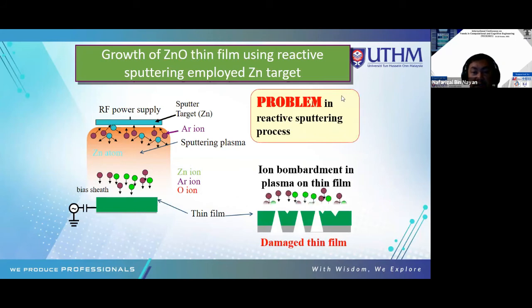One of the major issues in fabricating a zinc oxide thin film is the ion bombardment effect. The ion bombardment effect will damage the thin film. We fabricate a thin film, but because we have too many ions inside the plasma, the ions will bombard or hit the thin film, so it will get damaged.